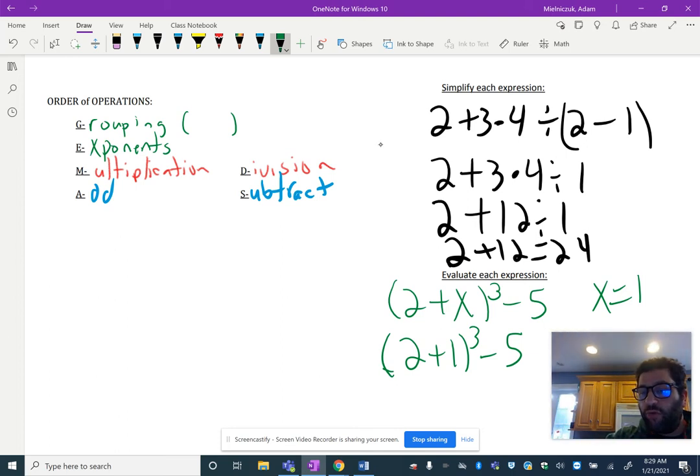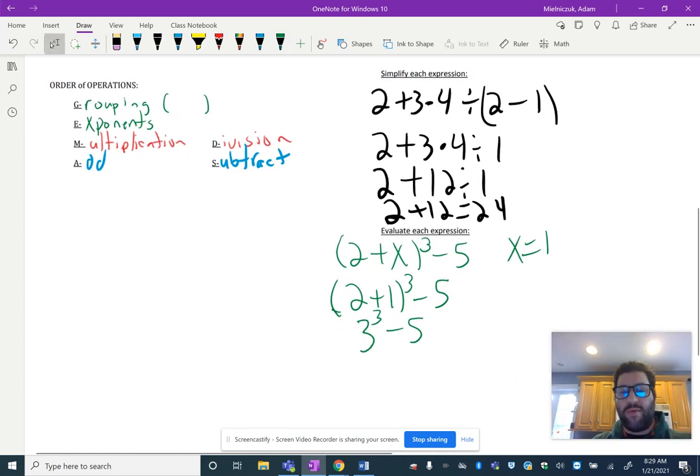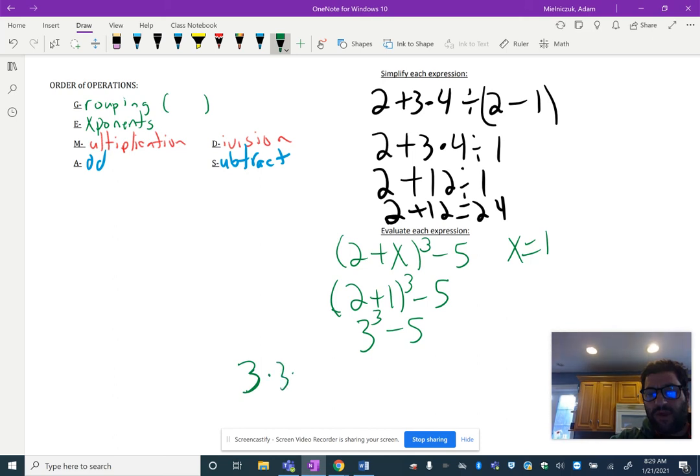So now grouping would be 2 plus 1 is 3. So we're going to do 3 cubed minus 5. So what does cubed mean again? That means to do 3 times 3 times 3, which equals 27. So it's 27 minus 5, which equals 22.